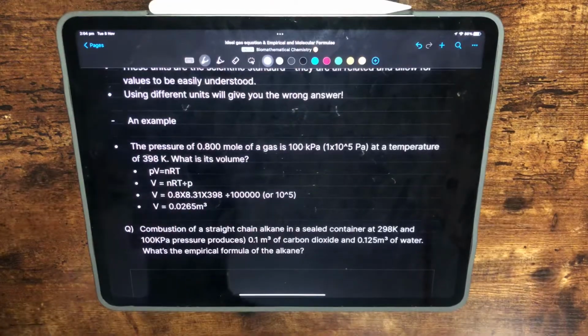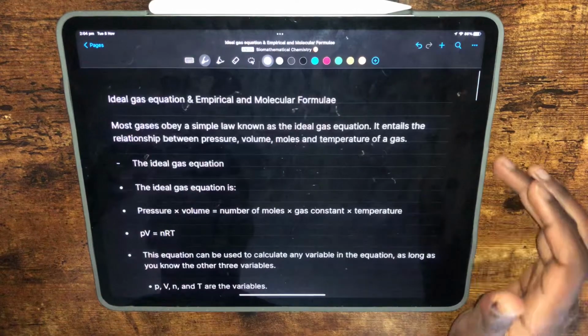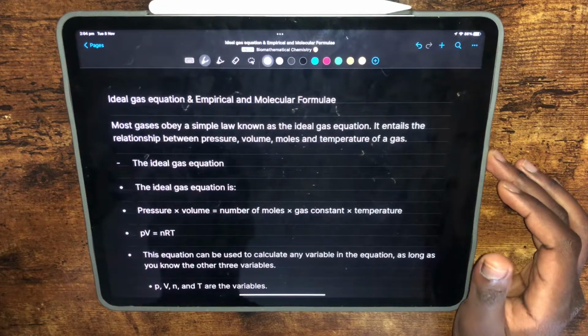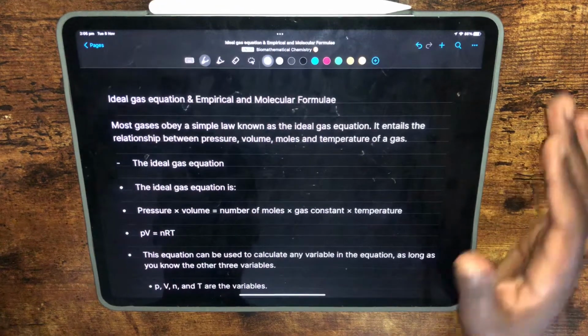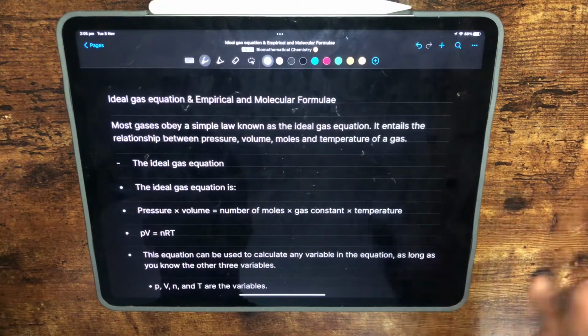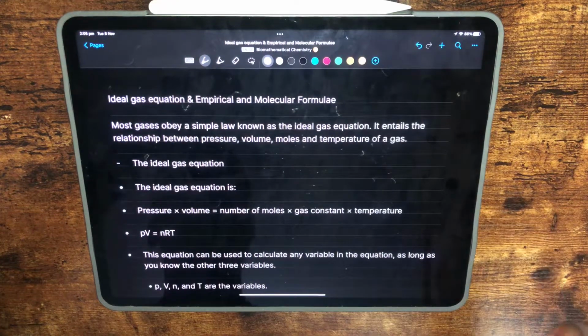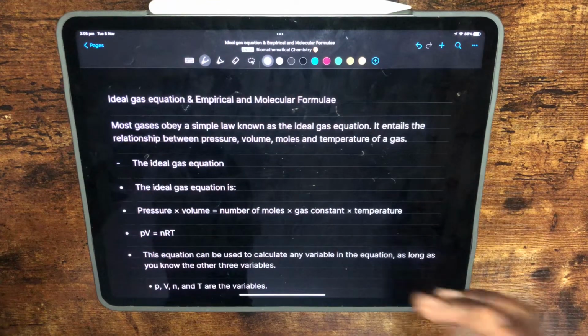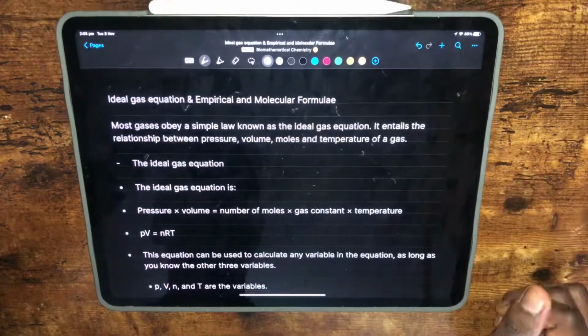Today I'm going to be doing the ideal gas equation and empirical and molecular formula. It's actually a two-part video, but I'm going to do it all in one, because I think you can do both topics at the same time and they kind of entail each other. I've got a question in here that relates to both topics, so we'll do that at the end.